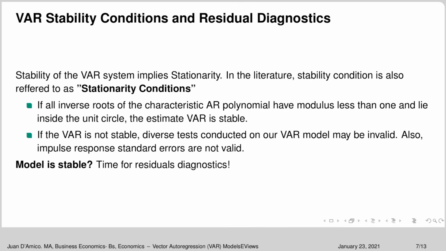So now let's take a look at the VAR stability conditions and residual diagnostics. The stability of the VAR system implies stationarity, and in the literature, the stability condition is also referred to as the stationarity condition. So if all inverse roots of the characteristic AR polynomial have modulus less than 1 and lie inside the unit circle, the estimated VAR is stable. If the VAR is not stable, various tests conducted on our VAR model may be invalid. Also, impulse response standard errors are not valid.